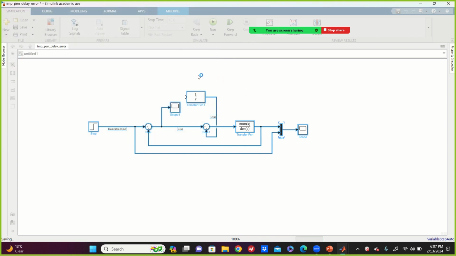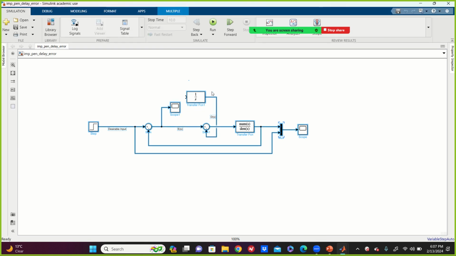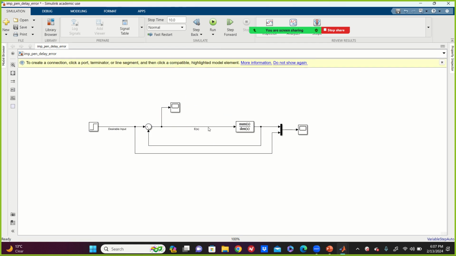So there's no disturbance to the system this time, only the pendulum. I'm going to delete this, and this. Okay, here we go.